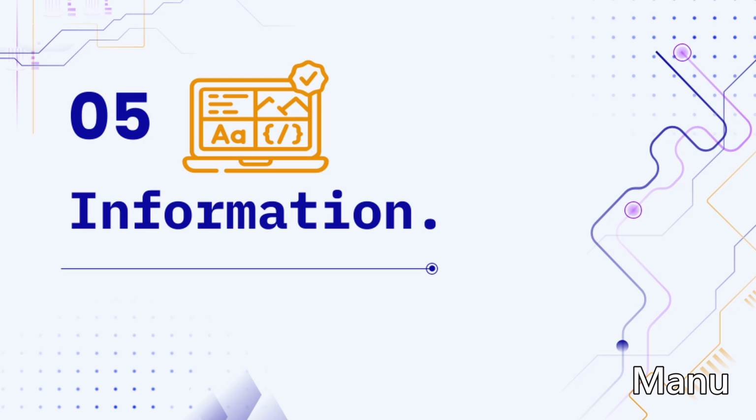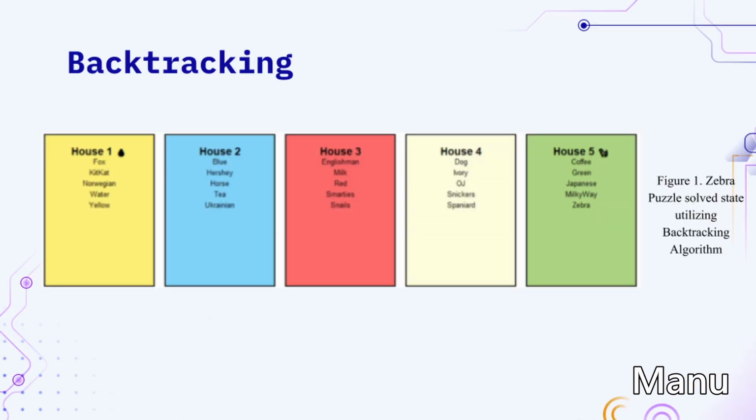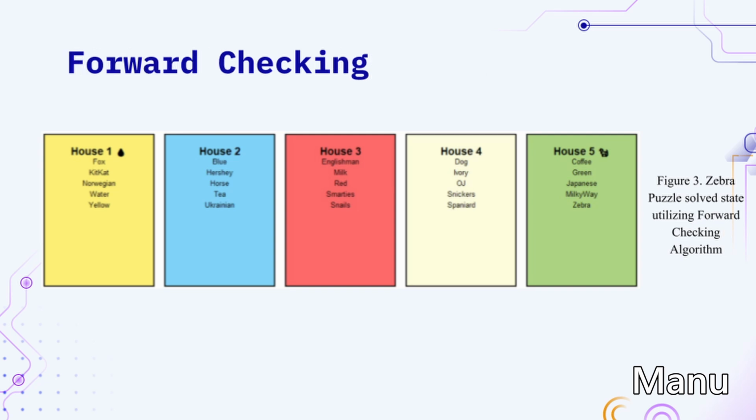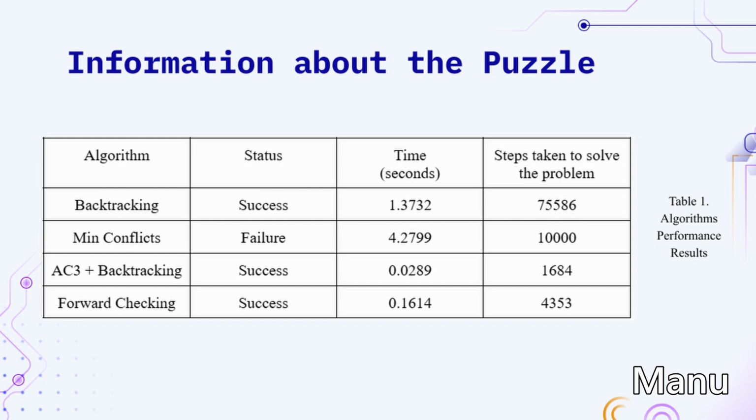Information. Here we see the solutions for the different algorithms, the first one being the backtracking algorithm, then the AC3 with backtracking algorithm, and the solution for forward checking and backtracking algorithm. Here we see the summary of the different information for all the algorithms utilized. As we can see, min conflicts ended in failure with the worst time and the worst steps.